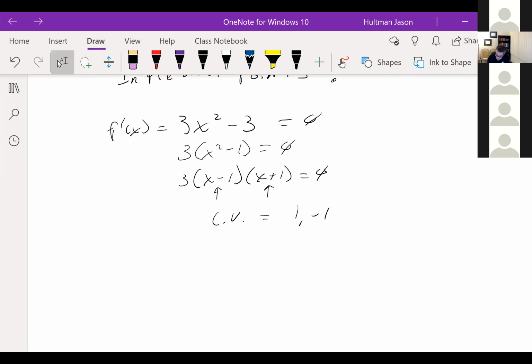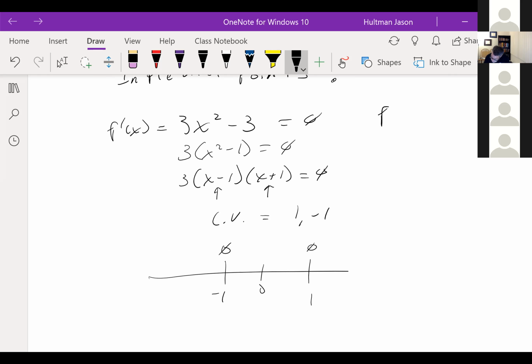Well, that's kind of cool. Look at our number line here. At negative 1, I have a critical value. Derivative is equal to 0. I'm going to put 0 in the middle. And then at 1, I also have a critical value. So those could be my maxes and those could be my mins. I don't know which one's my max and which one's my min. Now I can use the second derivative test to tell me what's my max and what's my min.